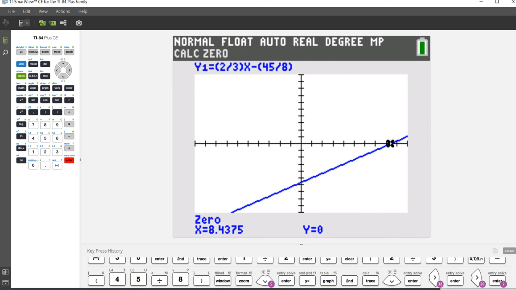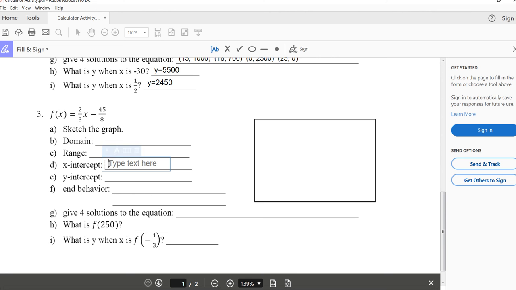8.4375. Let's go ahead and round that to the nearest hundredth. That's going to be 8.44. 8.44 for the x-intercept.